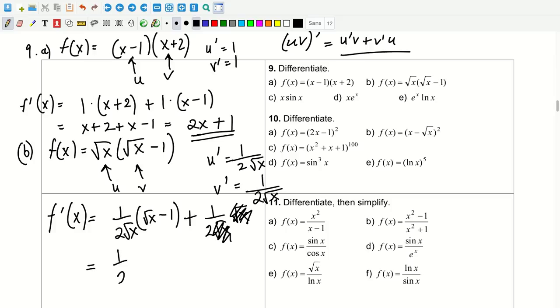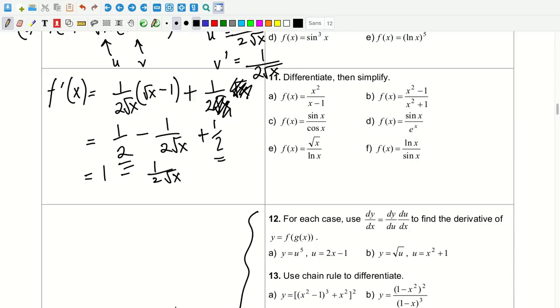So we get 1 over 2 minus, and this is after I do an expansion, minus 1 over 2 root x plus 1 over 2. The 1/2s make a 1 together, and you get 1 minus 1 over 2 root x. Sorry if it's a little hard to read. So you end up getting 1 minus 1 over 2 root x.